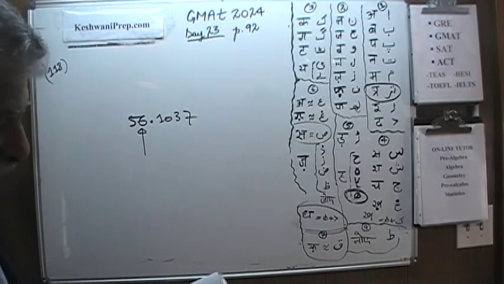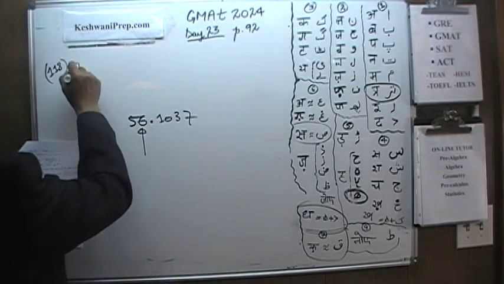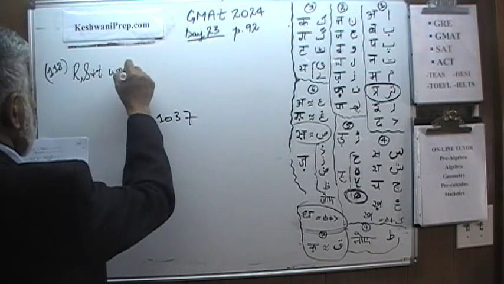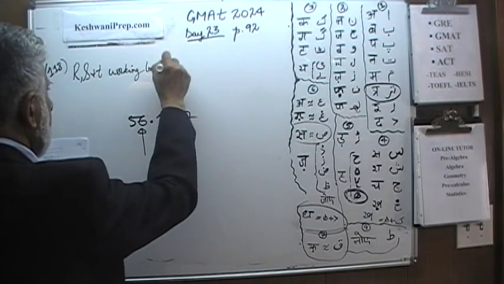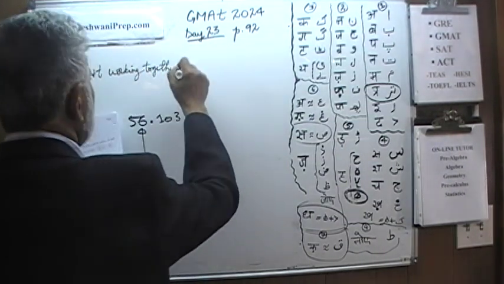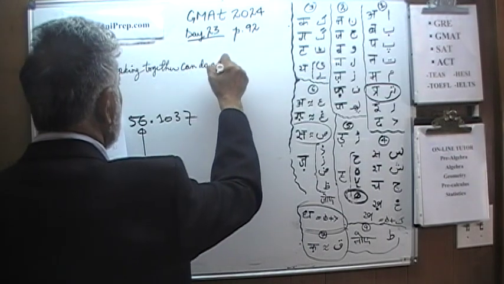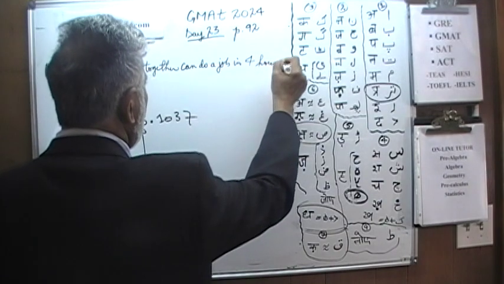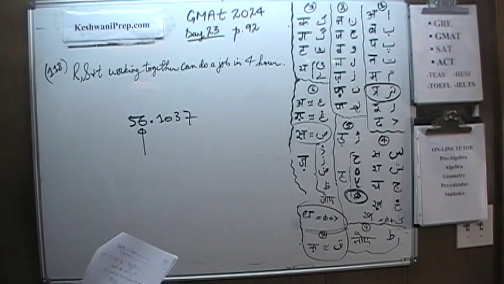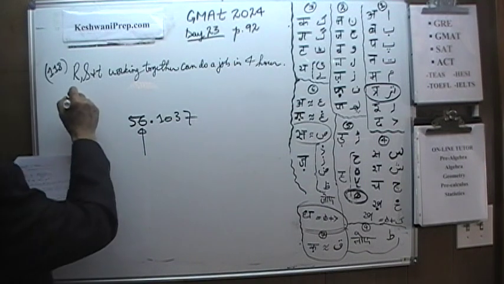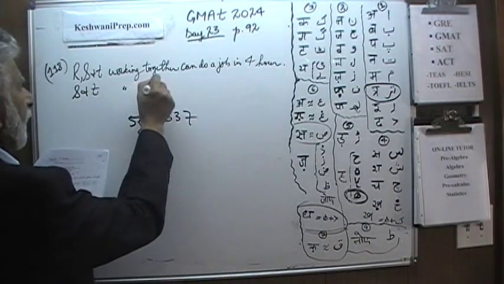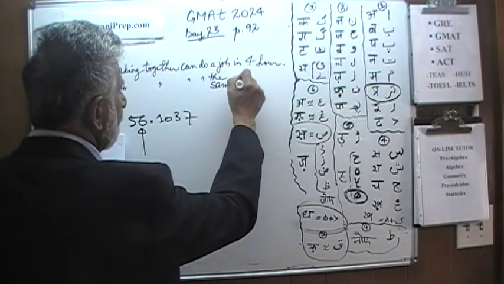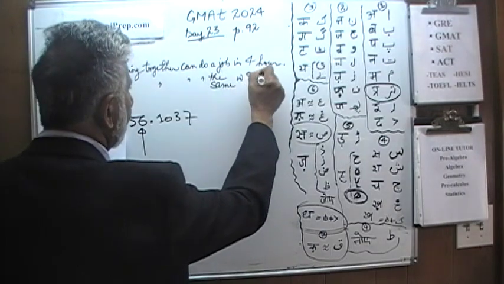Next one is a work time problem. We have three people working together, R, S, and T working together can do a job in 4 hours. I wanted to make sure that I was able to squeeze everything in one line. We are also told that S and T working together can do the same job in 5 hours.